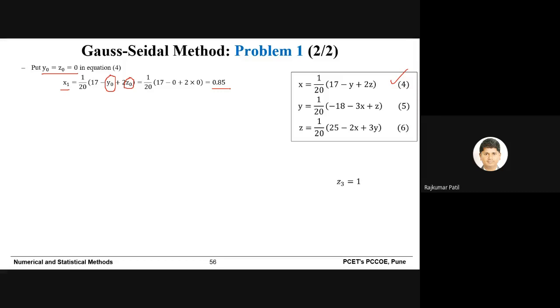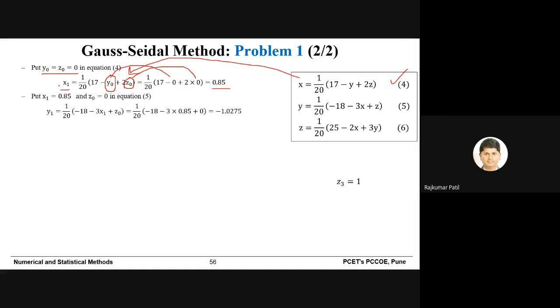So first of all, in equation number 4, you need to rewrite the equation in terms of y0 and z0, then put the values and calculate to find the value of x1. This method is quite easy, but during iteration you may make mistakes, and once you make a mistake at one of the steps, that error will propagate and you will not reach the exact solution.